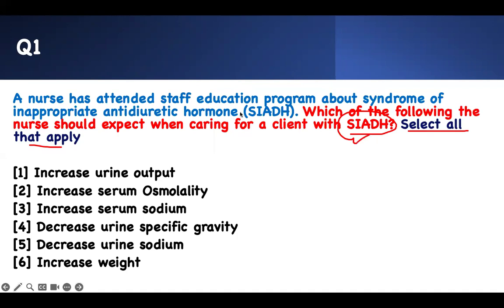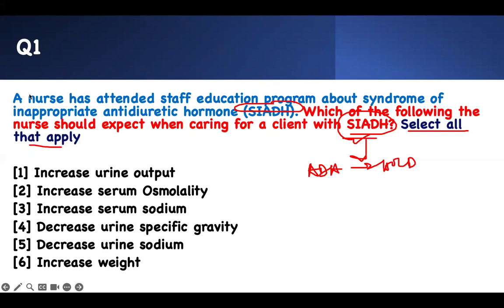A nurse has attended a staff medication program about syndrome of inappropriate antidiuretic hormone. All I'm telling you is the nurse knows about this, and therefore, if they're assessing the patient, what do you expect? SIADH, you have too much ADH. Therefore, you're going to hold on to your water. If you hold on to your water, you're not going to have enough urine output. So most of your water will be held in your system. It's going to dilute things. That's the buzzword. That is the concept.